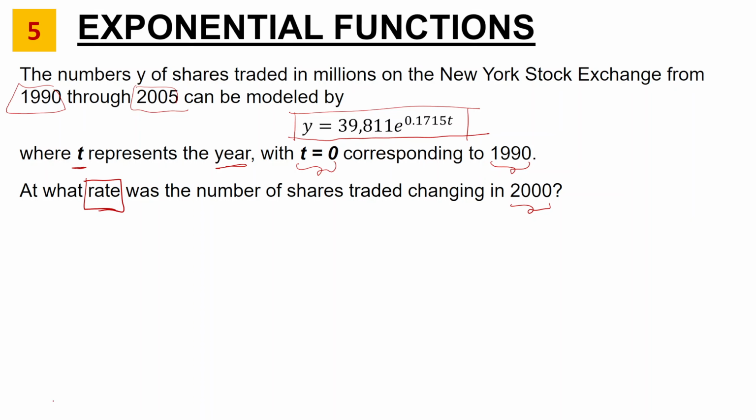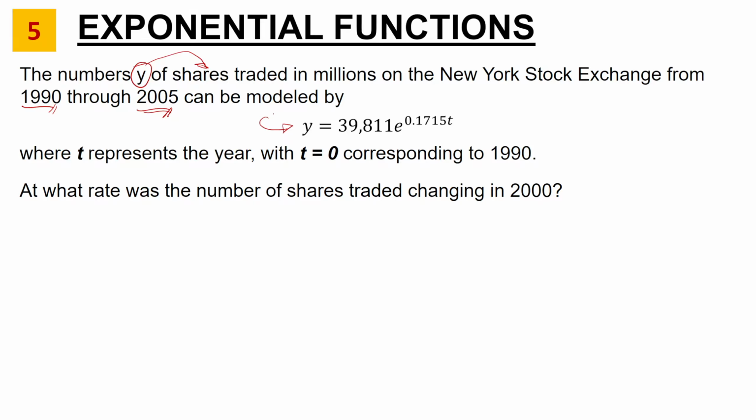So again, it is better to read the whole problem. If you read the whole problem, we can understand that the Y is the number of shares traded in millions on the New York Stock Exchange from the year 1990s up to 2005. And that shares traded in millions can be modeled using this equation. Y is equal to 39,811 times e raised to 0.1715 t, where our t here is in years. And when t is 0, that is our year 1990.